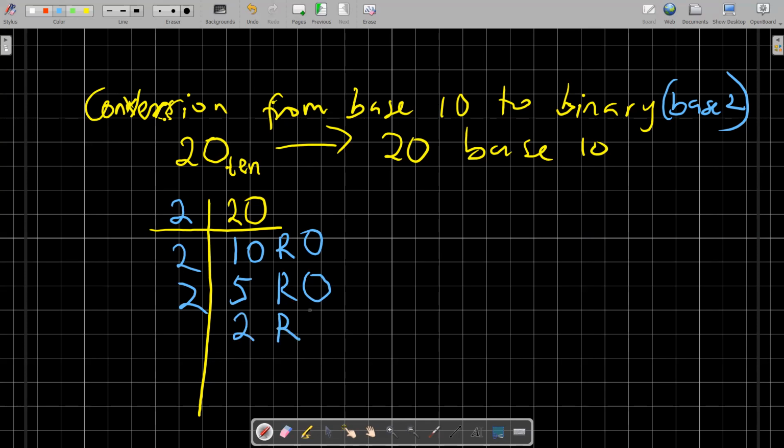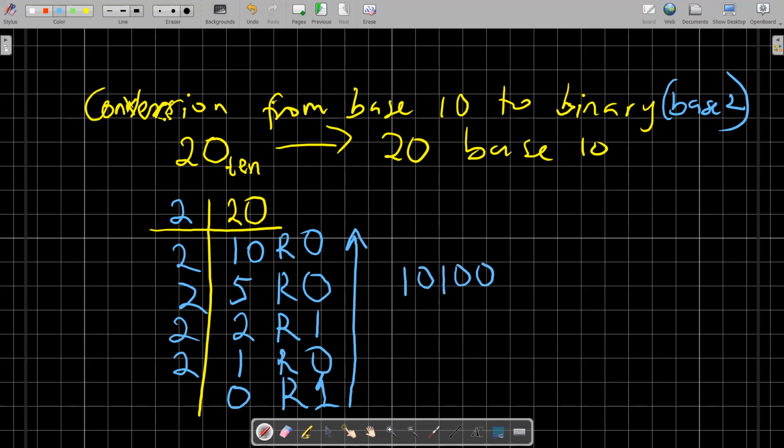Now, this time around, there's going to be a remainder, which is 1. How many times will 2 go in 2? That is 1 time. And this time around, there will be no remainder. And finally, can 2 go in 1? Absolutely. You write 0, and then you bring down the 1. Now, writing the numbers, starting from the last one to the first one, you will have 1, 0, 1, 0, 0. This is the number in base 2. So this is the binary number of this number, 20 base 10.